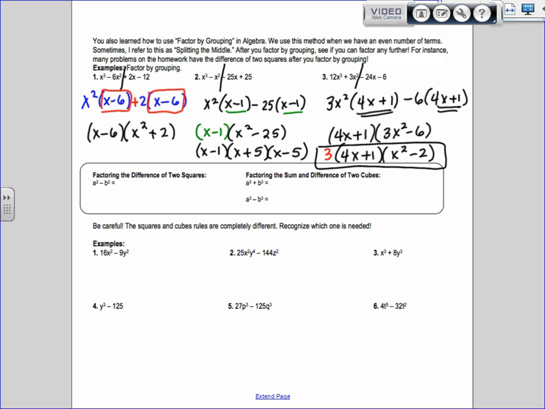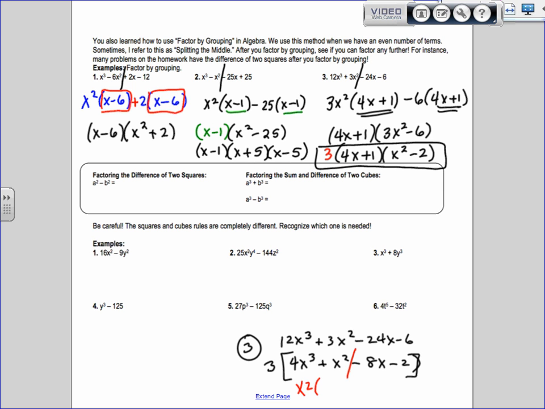Now, if you're a good factorer, what you'll do right from the beginning on number 3 is say, oh, I have 12x cubed plus 3x squared minus 24x minus 6, and they all have a 3 in common. You pull that 3 all the way to the front. So you'd have 4x cubed plus x squared minus 8x minus 2, and then you go from there. You split the middle, so you'd have x squared times 4x plus 1, minus 2 times 4x plus 1. And you still have that 3 all the way on the outside. In the end, you would get exactly the same thing.